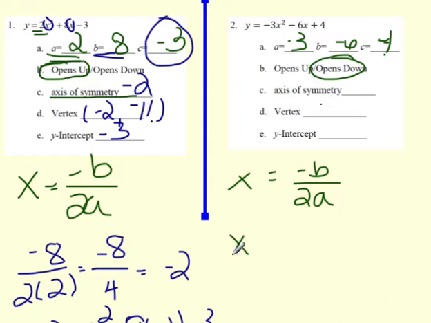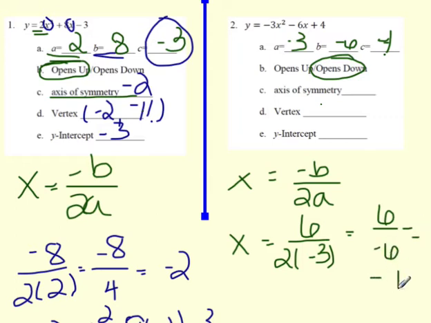So I'm going to do opposite of my b term, which is 6. Since it's already negative, I'm going to do the opposite and make it positive, over 2 times a. So I have 6, and 2 times -3 is -6. 6 divided by -6 is -1. So my axis of symmetry then is -1. That also means that the x-coordinate of my vertex is -1.